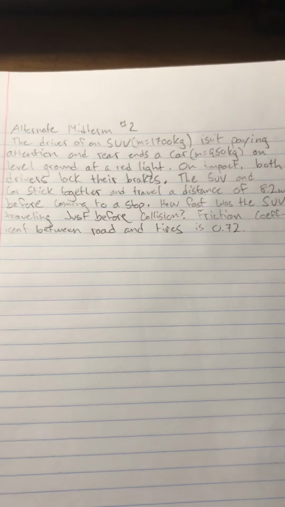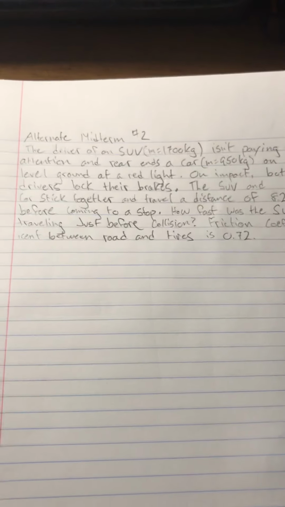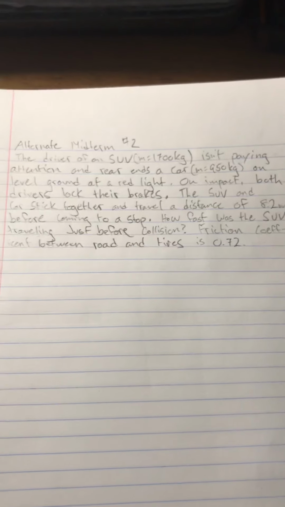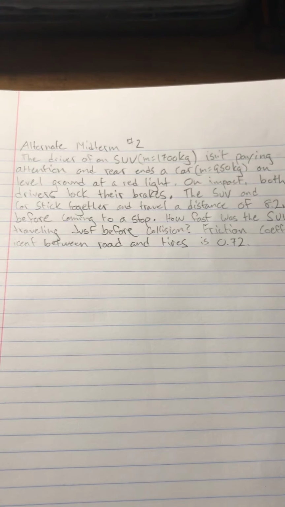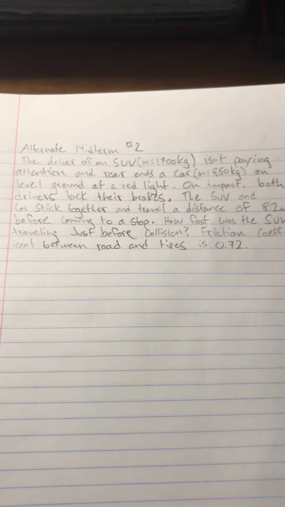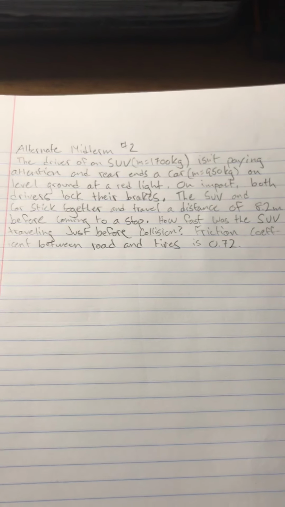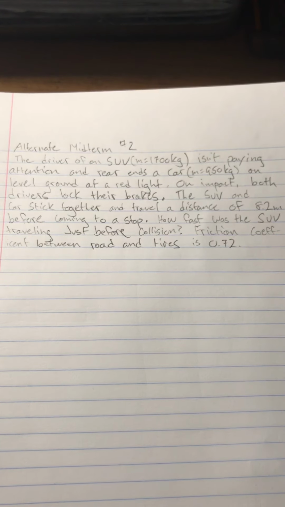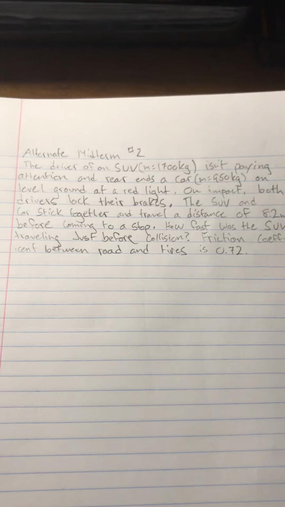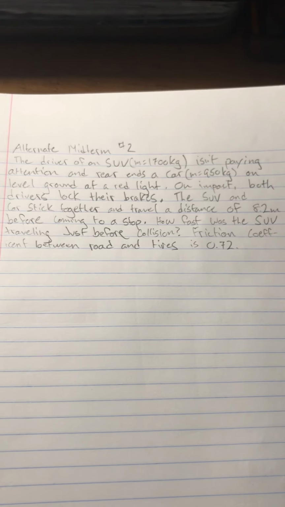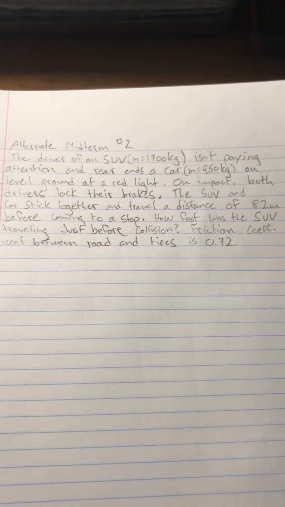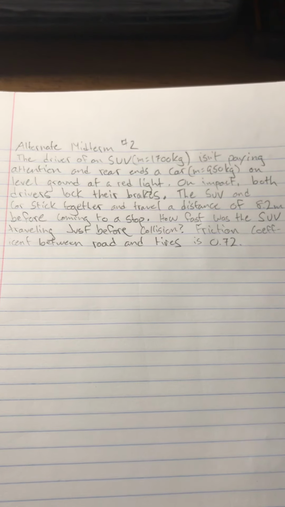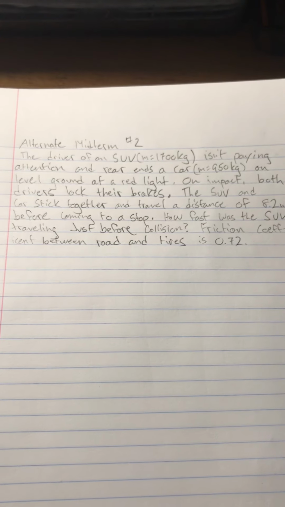For my alternate midterm submission, I've selected a problem that goes as follows. The driver of an SUV with mass 1,700 kilograms isn't paying attention and rear-ends a car with mass 950 kilograms on level ground at a red light. On impact, both drivers lock their brakes. The SUV and car stick together and travel a distance of 8.2 meters before coming to a stop. How fast was the SUV traveling just before collision? The friction coefficient between road and tires is 0.72.